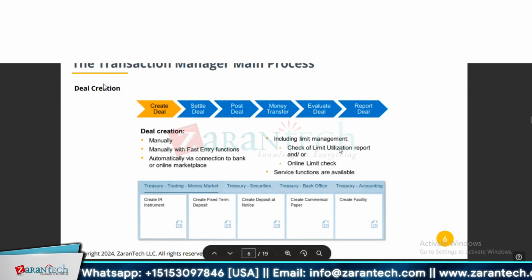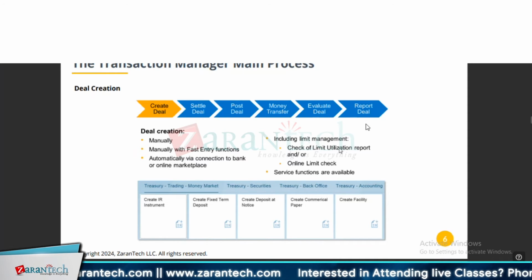So this is the process of deal creation. Now, I would probably give only an overview, because before the transaction manager main process, we need to set up the system with all the initialization, which is in a different module for us. So you understand just the gist of the process, which is that there is a deal creation process.